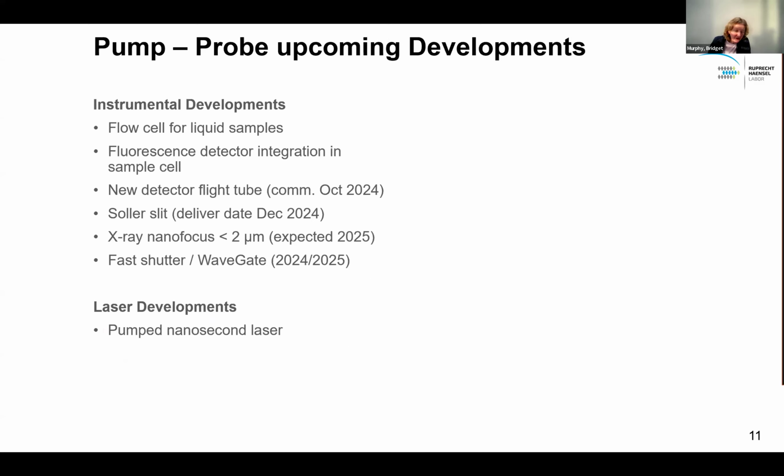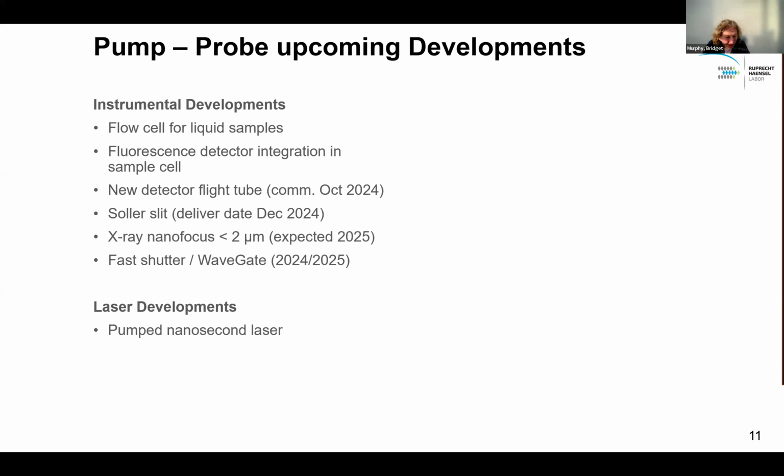And of course, there's a lot of work to be done here. We've developed a flow cell because we've discovered with the salt solutions that beam damage and laser damage is a big effect. So that's what we have running at the beam time at the moment. So we can refresh the salts very easily. The fluorescence detector is integrated into the sample cell with the shutter, so we can swap between the fluorescence and the pump probe measurements and do combinations with fluorescence measurements.